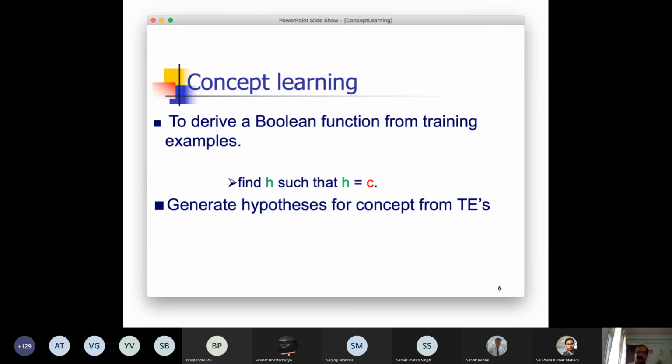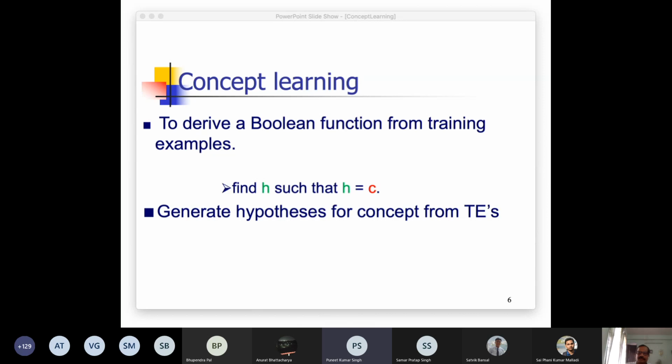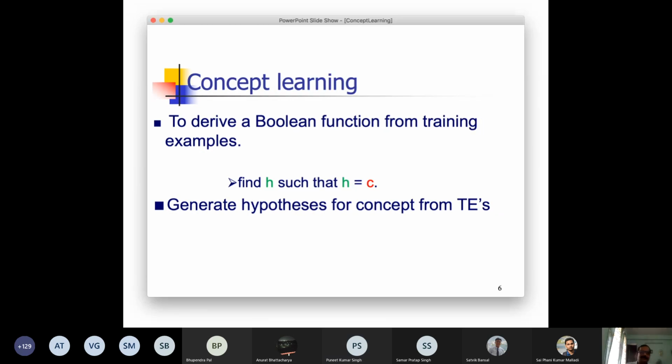Sir, I have one question here. What's the difference between target function and target concept? Sometimes we are saying concept and sometimes function. They're the same. You don't confuse yourself. If there is something written as function and something written as concept, they are all synonymous here. That's what I was trying to tell you.